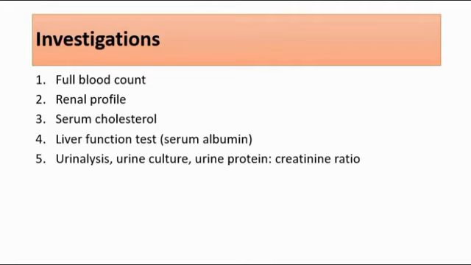To investigate for nephrotic syndrome, we can do full blood count to look at the white cell count level; if it is high, it suggests infection. Second, we can do renal profile to look for hyponatremia, and there might be raised urea and creatinine levels. Other investigations that we have to do are to see whether they meet the criteria for nephrotic syndrome, which is serum cholesterol level, liver function test, especially serum albumin, because if there is hypoalbuminemia less than 25 gram per liter, we will be able to say it is nephrotic syndrome. And also, one more investigation is urinalysis, urine culture, or to quantify the urine protein, we can do urine protein creatinine ratio.